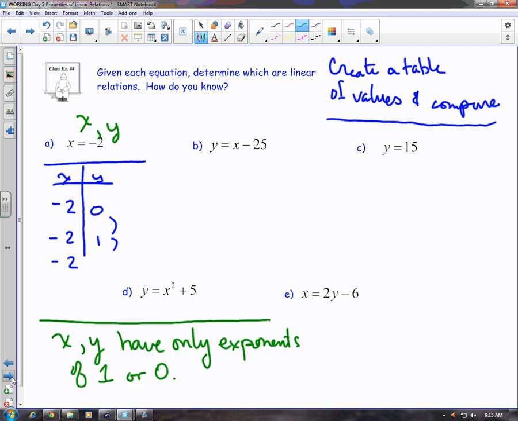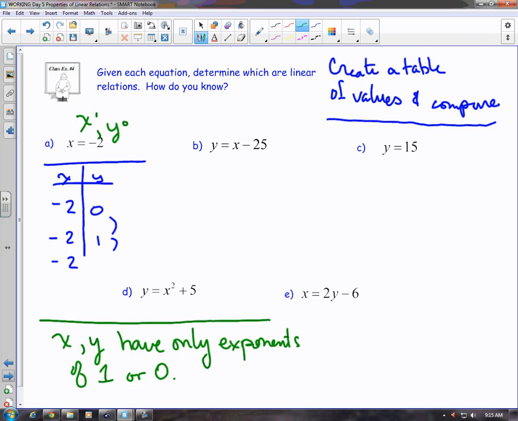And so this first one, x equals -2, the x has an exponent of 1. The y has an exponent of 0 because it's not there, right? Remember, anything to the power of 0 is equal to 1. So this one here, x has an exponent of 1, y has an exponent of 0.